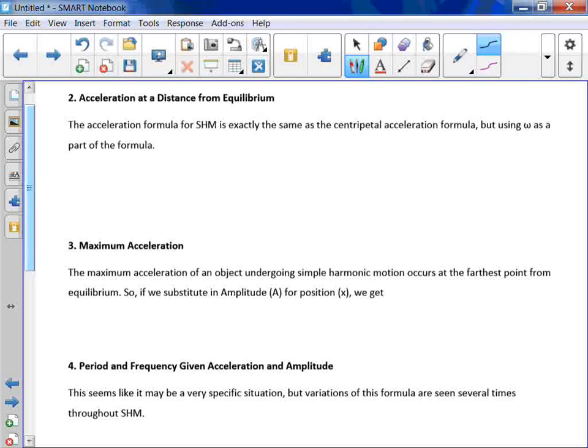Now, instead of centripetal acceleration, if you want to figure out the object's acceleration at any distance from equilibrium, it's just a rewriting of the centripetal acceleration equation. So we'll start there.